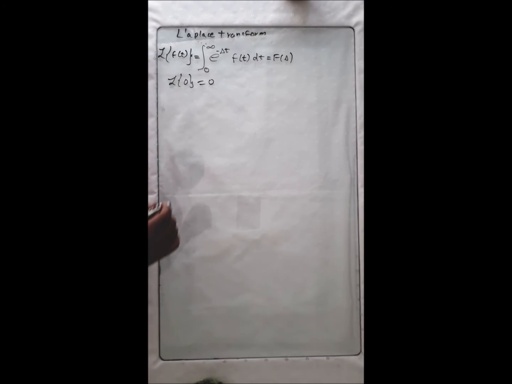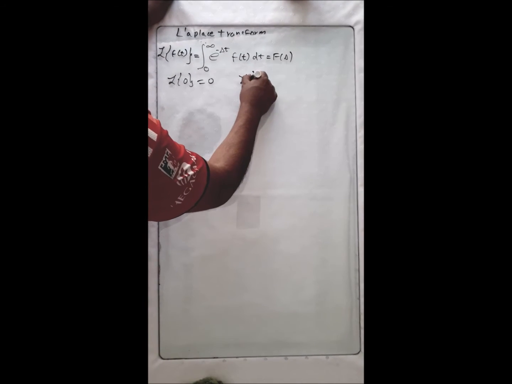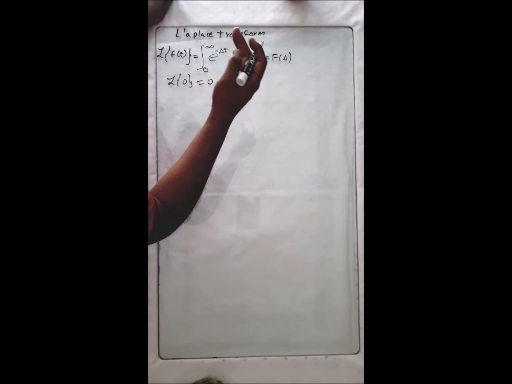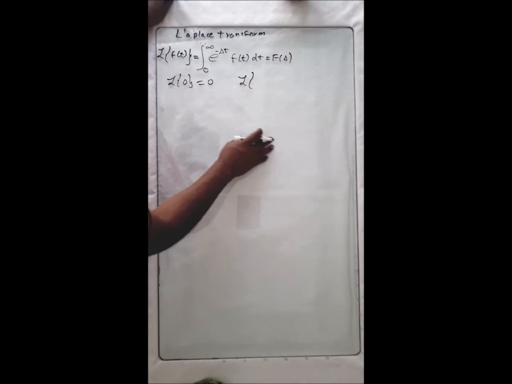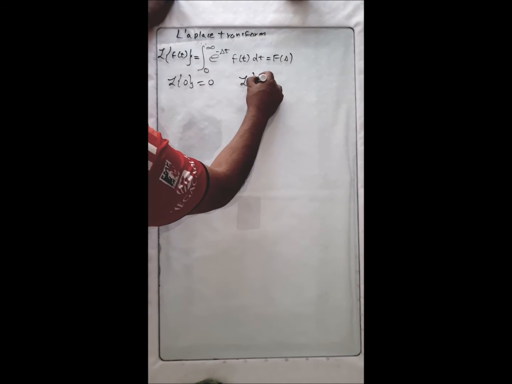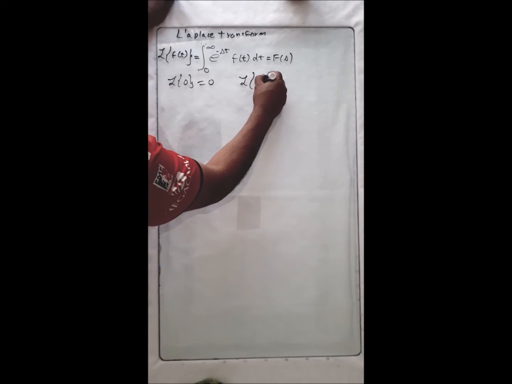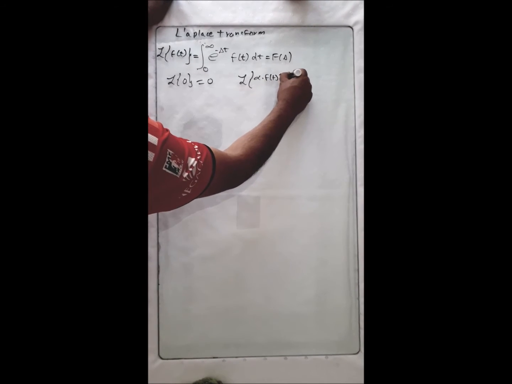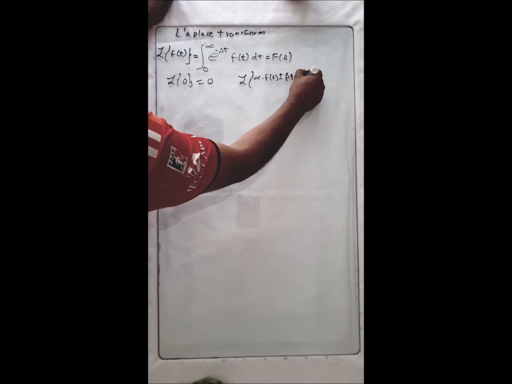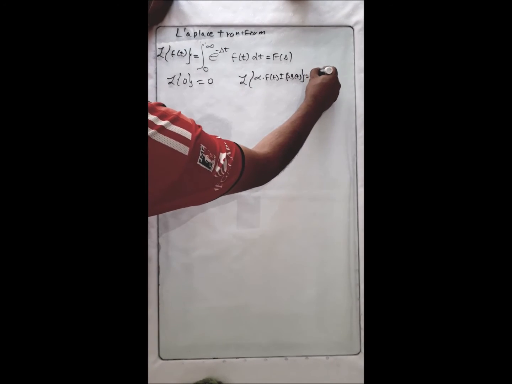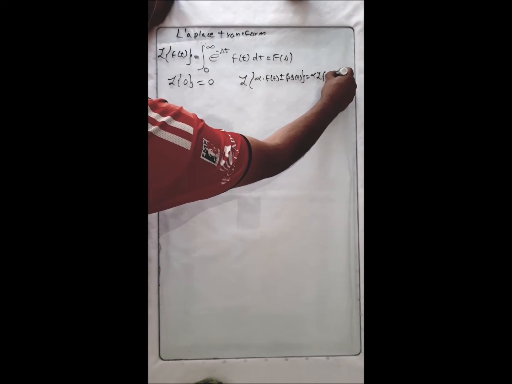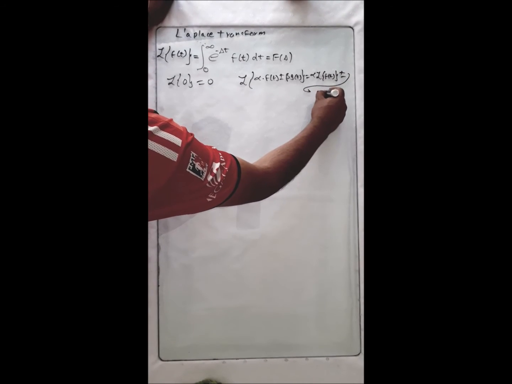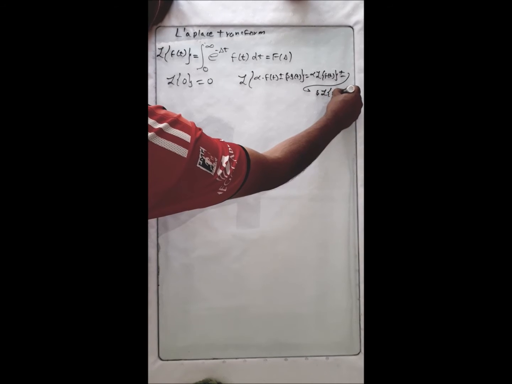And the Laplace transform of this, I'm going to combine the scalar and the addition or subtraction. The Laplace transform of alpha, which is any number, times f of t, plus or minus beta g of t, is going to be equal to alpha times the Laplace transform of f of t, plus or minus beta times the Laplace transform of g of t.